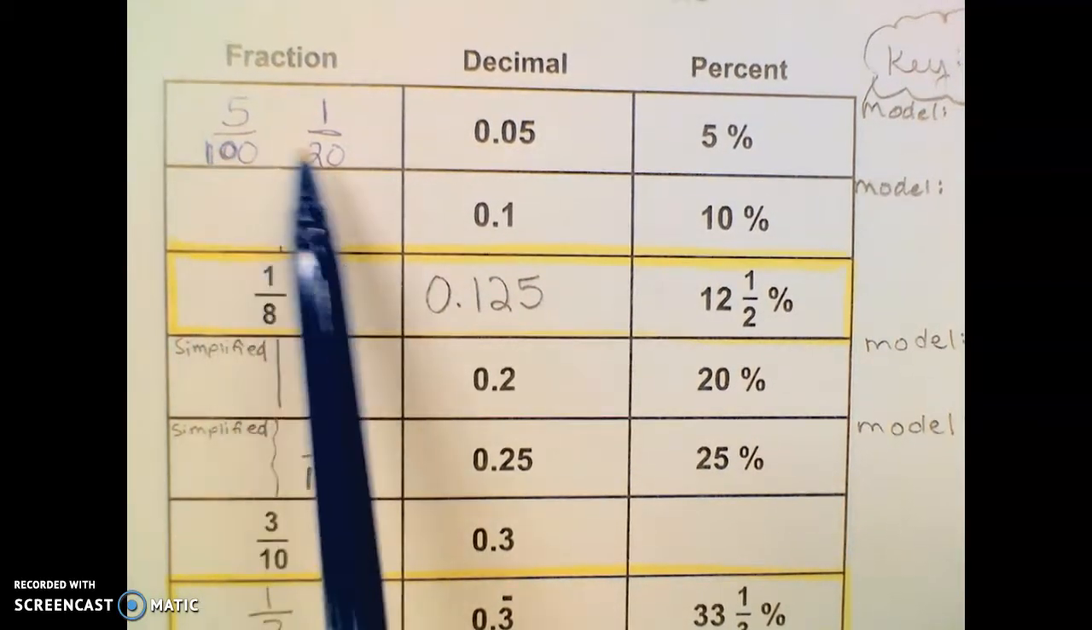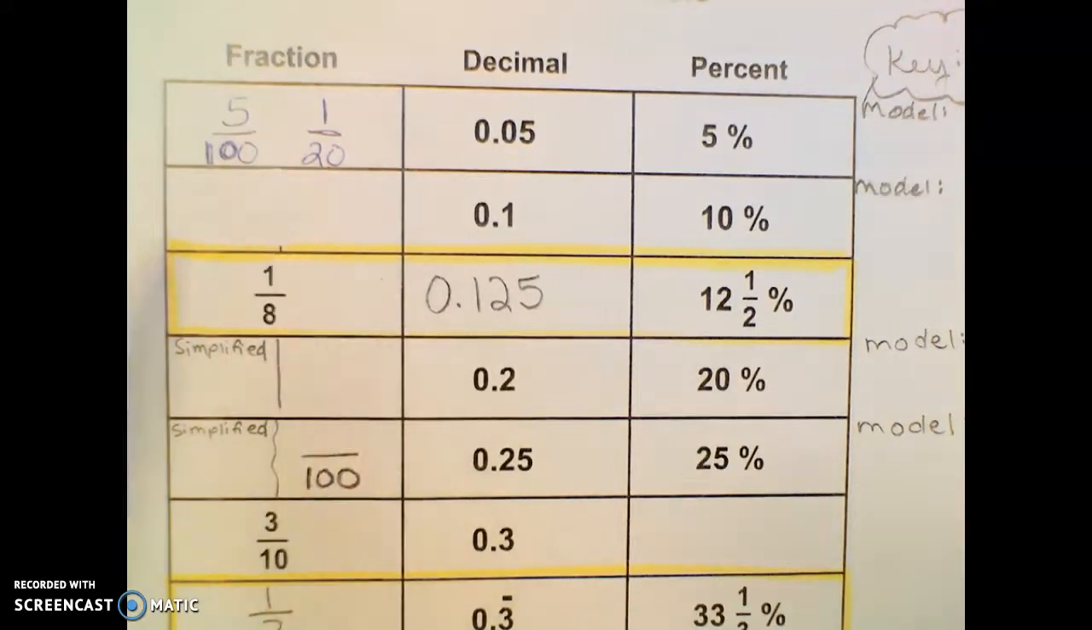So 5/100ths is fine on the test. You do not have to simplify it. If you can simplify it and you do, that just gives me more indication that you really understand fractions, you can move within them, and you can manipulate them.